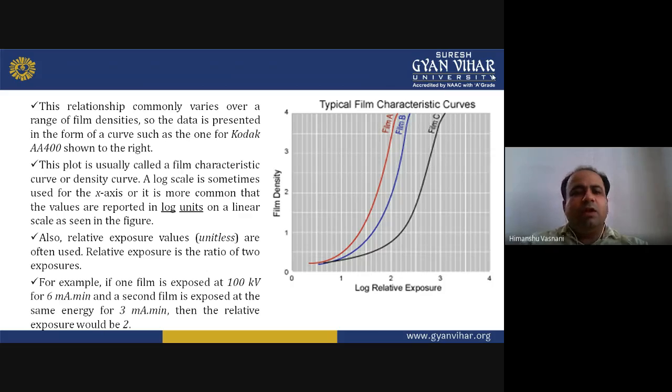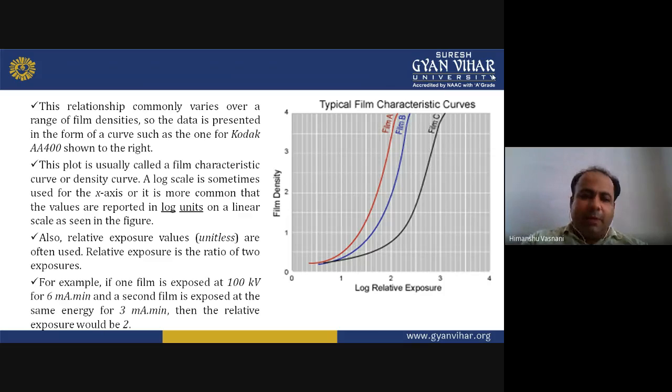Sometimes they go for a log scale on the horizontal axis, or some may say it is standard on the x-axis, and it is more common that the values are reported in log units on a linear scale. Also, relative exposure values, which are unitless, are often used. Relative exposure is the ratio of two exposures, so it is unitless.